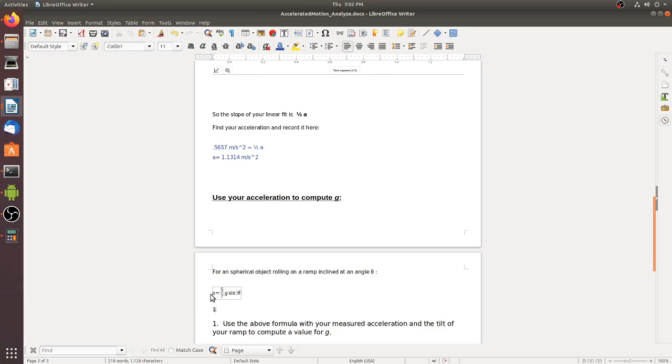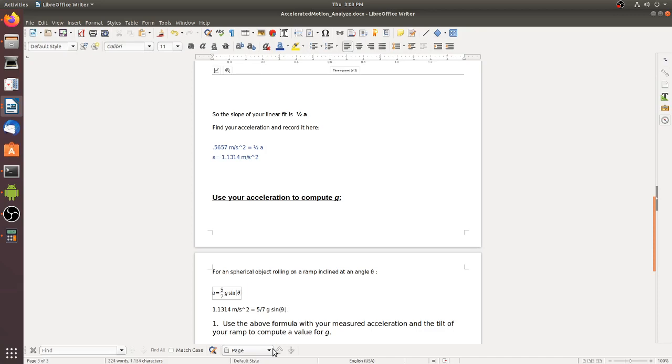So I'm going to take 1.1314 meters per second squared. All quantities in lab reports have to have units on them. You'll lose a couple of points. That's equal to 5/7. I'm going to have to do a little algebra here. Times g times the sine of 9.5 degrees.